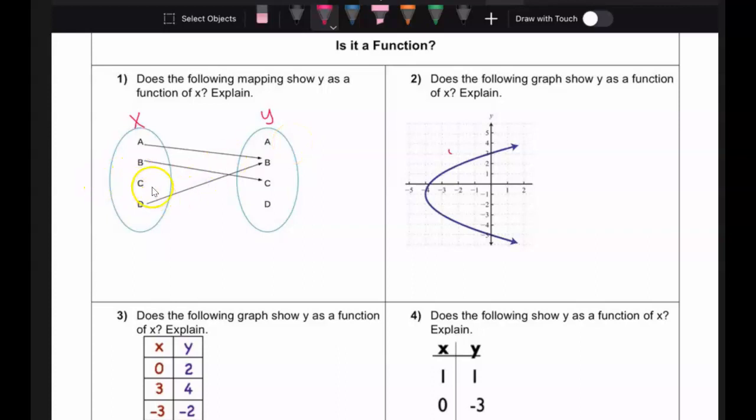Now you might say, well, what about C? C doesn't go to anything. Doesn't matter. As long as we do not have any repeating input values or x values, it is still considered a function. So yes, it is a function because there is no repeating x values.